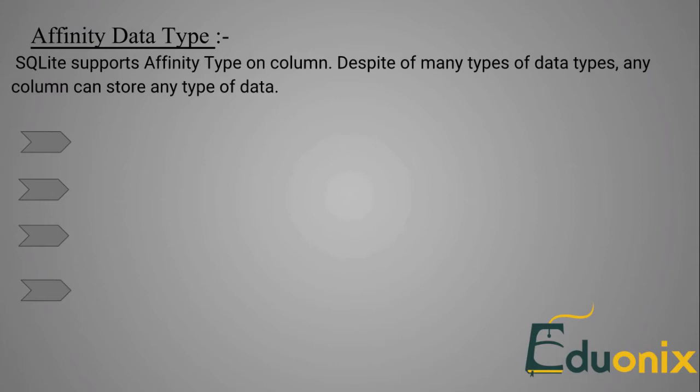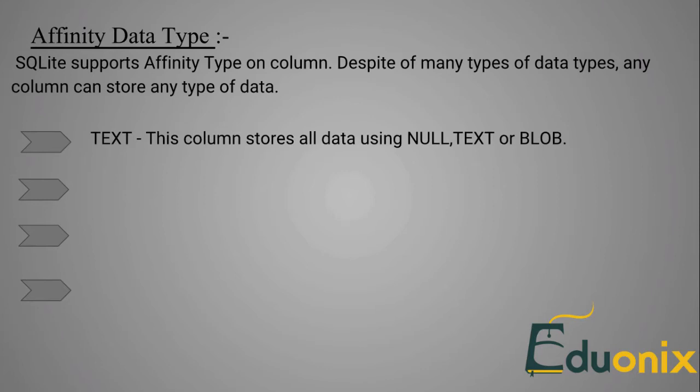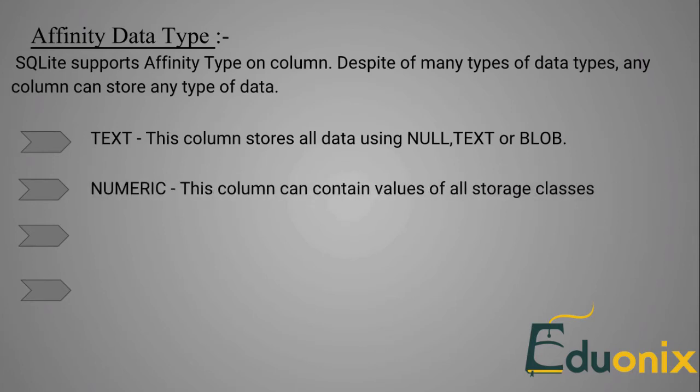SQLite supports affinity type of column. So despite the many data types, any column can store any type of value. For example, if I say text, this column stores all data using null, text or blob. So if you declare the type of a column as text while creating a table, it will be able to store null, it will be able to store text type of data, and it can also store a blob. Another is numeric. If you create a column with the column type numeric, this column can contain values of all storage classes including real, integer and so on.